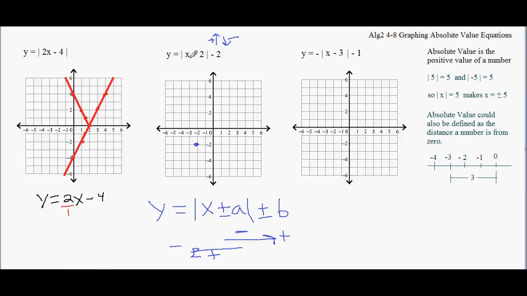And then the slope should still be 1, 1. So it should just take off and go 1, 1 like this, and from here it should go 1, 1, right? So let's see if that's true.